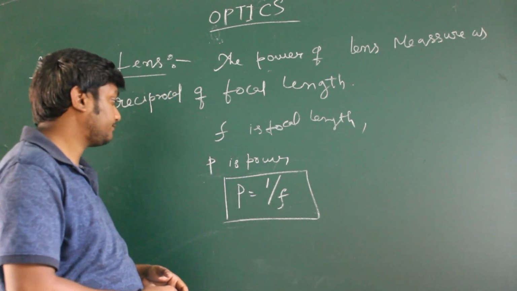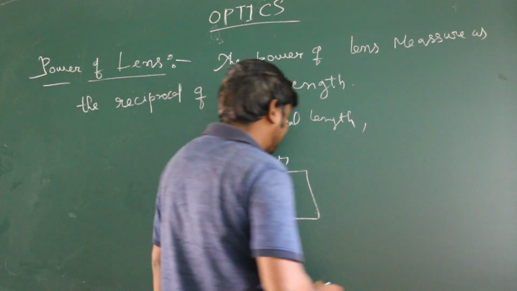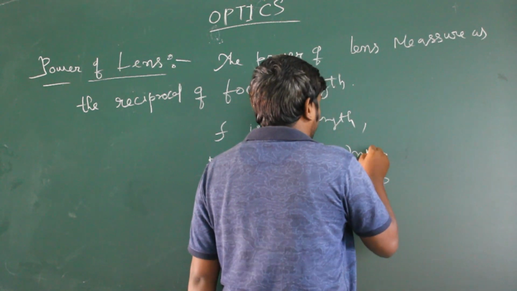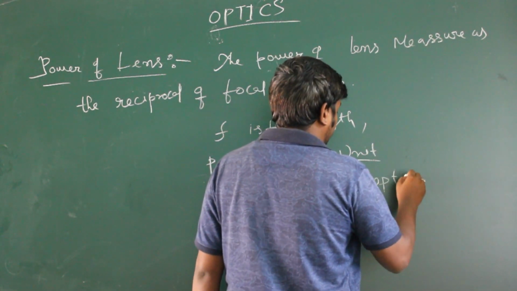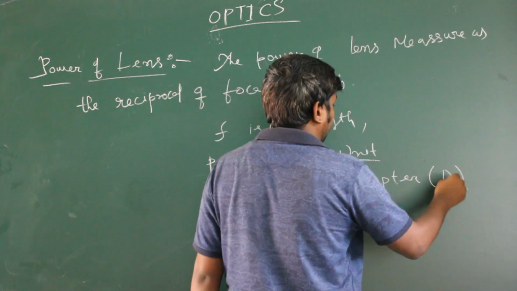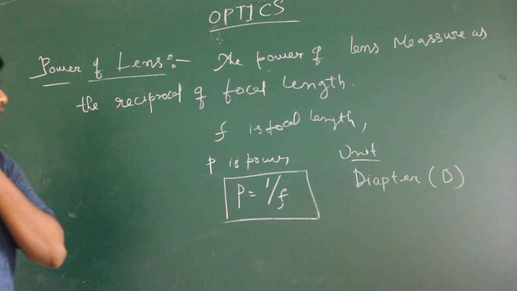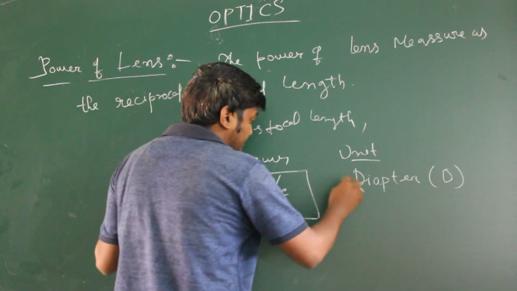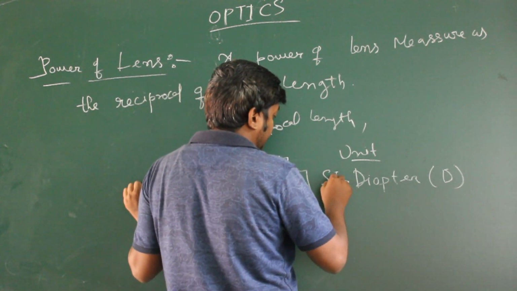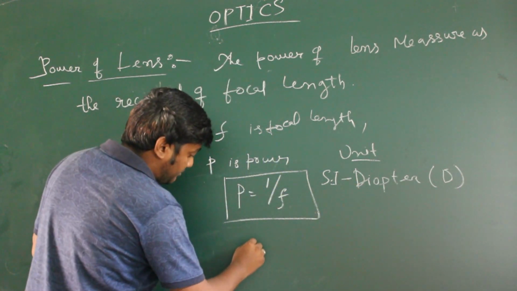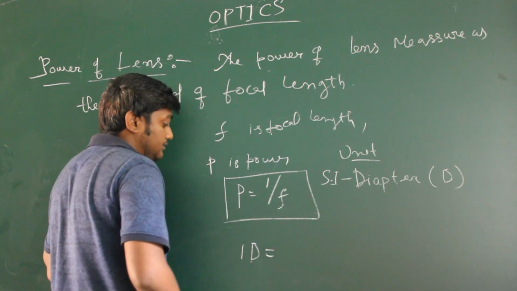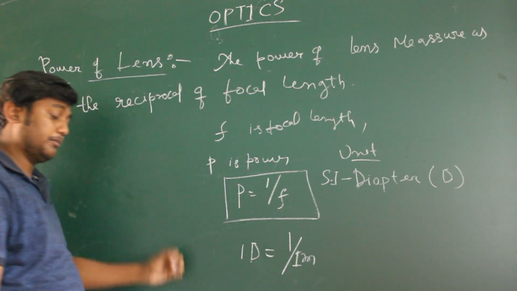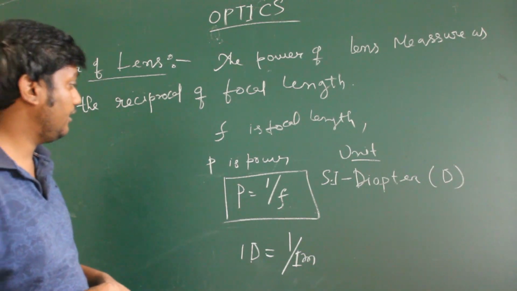Now the unit of power of lens is diopter, or you can write capital D. This is the SI unit. So what is 1 diopter? 1 diopter means 1 by 1 meter.